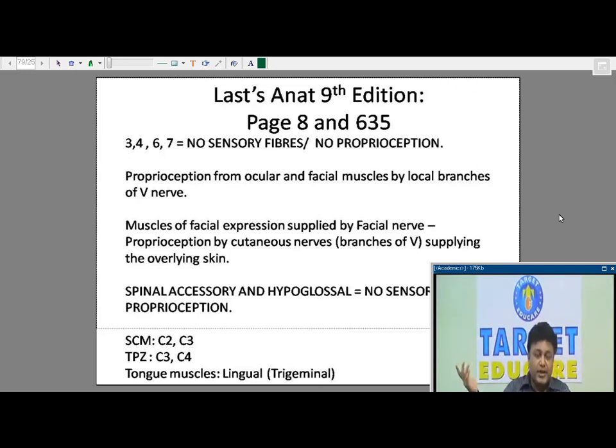And then you go to the second group, that is 11th and 12th, spinal accessory and hypoglossal. Again here, there is no sensory and proprioception. These nerves supply sternocleidomastoid and trapezius. So, although they provide motor supply, there is no proprioception or sensory. Here the proprioception is from C2-C3 for sternocleidomastoid and C3-C4 for trapezius. So C3 is common, whether it is sternocleidomastoid or trapezius.